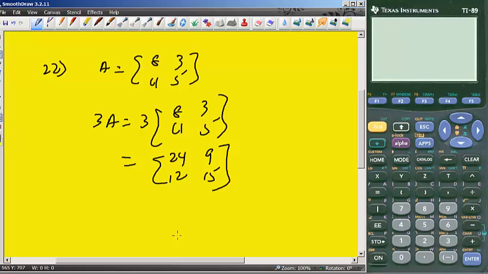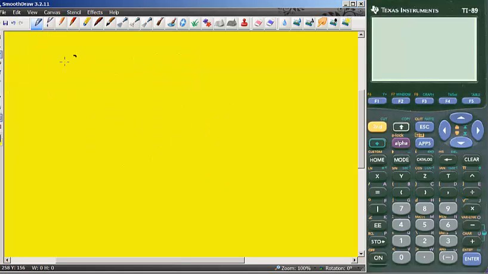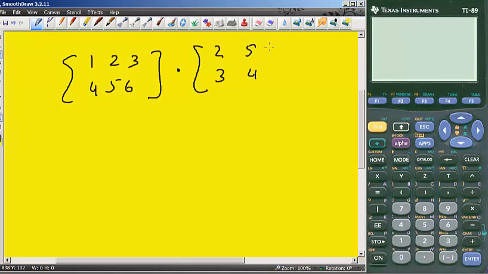Let's see if we have any. Oh, yes we do. We have an inverse matrix. Alright. The other thing is, let's do an example of a matrix where you can't multiply. So let's say I have 1, 2, 3, and 4, 5, 6, and I want to multiply by another matrix 2, 3, and 5, 4.